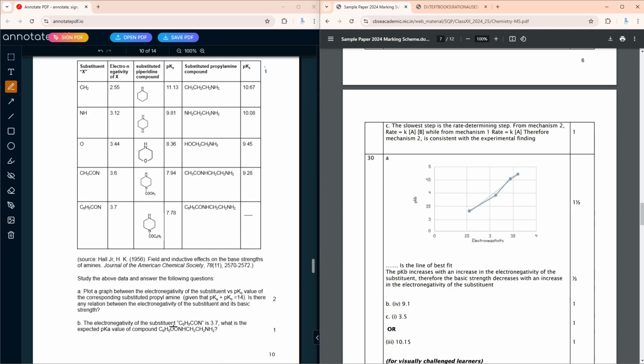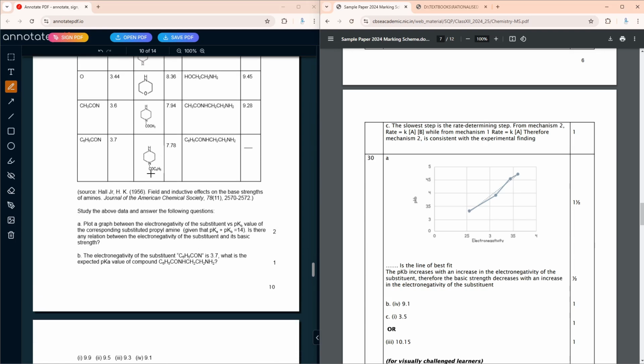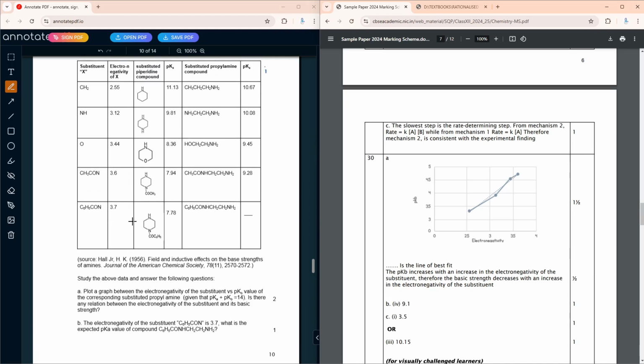The electronegativity of the substituent is 3.7. What is the expected pKa value of compound so and so? So we need to essentially calculate the pKa value. Actually, we don't. They've given us these options and we need to figure out which one's the right answer. Now, the electronegativity of this substituent is also given to us.